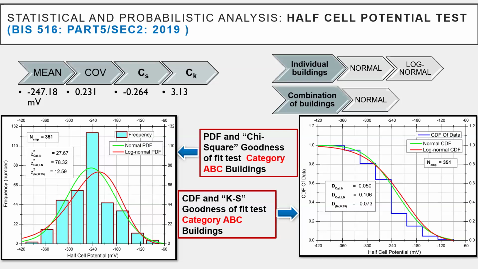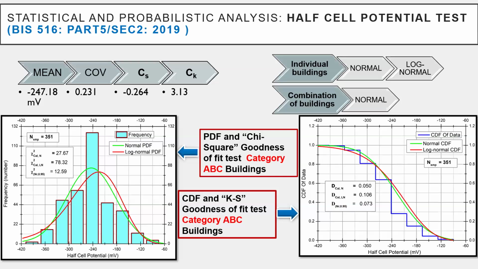Okay. So here, the probability distribution for the half cell potential test is negatively skewed, and all other tests we have found positively skewed. Here again both the chi-square test as well as the KS test have been carried out, and we found that for individual buildings the half cell potential test follows both normal and log normal probability distribution, and for the combination of buildings it follows normal distribution.